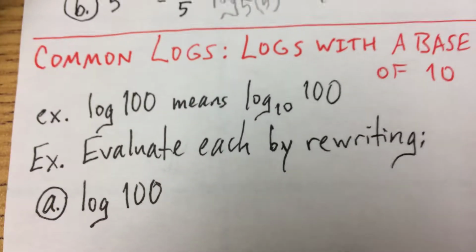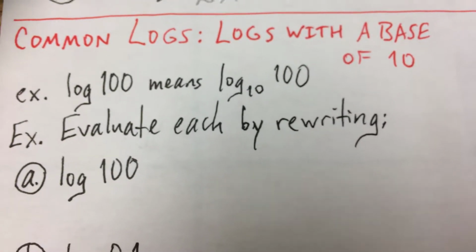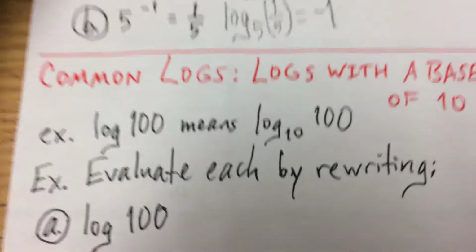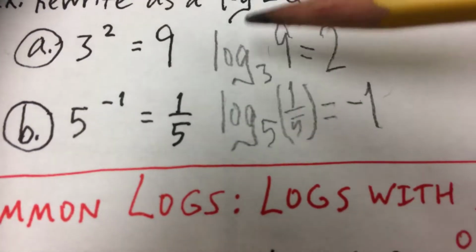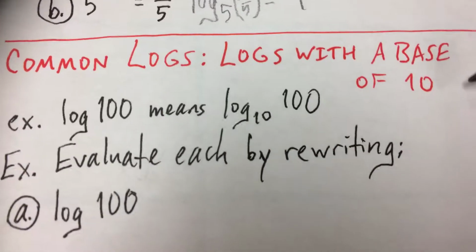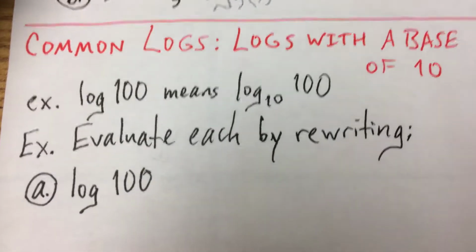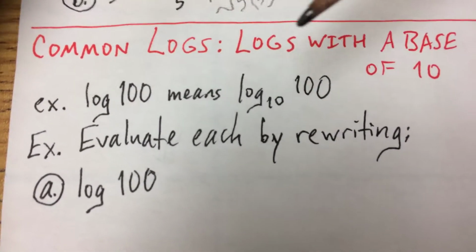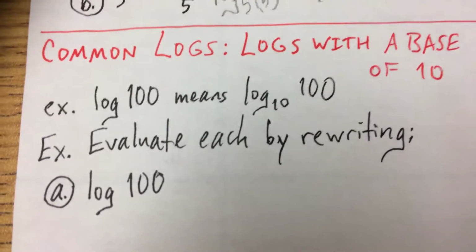Next thing to know is we have certain special logs. The first ones we're going to see are the common logs. These are logs that have a base of 10. Unlike this log that had a base of 3, and this log that had a base of 5, if you have a common log, it'll have a base of 10. And if you do have a base of 10, typically you'll see it written without a base. You'll see just log 100, and what that means is log base 10 of 100.